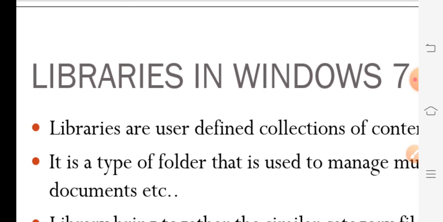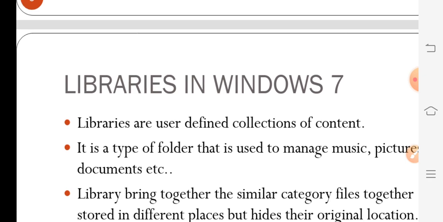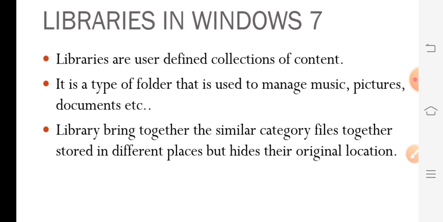Then next, moving on to libraries in Windows 7. So what are libraries? When you open Windows Explorer, on the left side, or you can see in your book also, one diagram is given. You can see the library option visible to you when you open the Windows Explorer window.